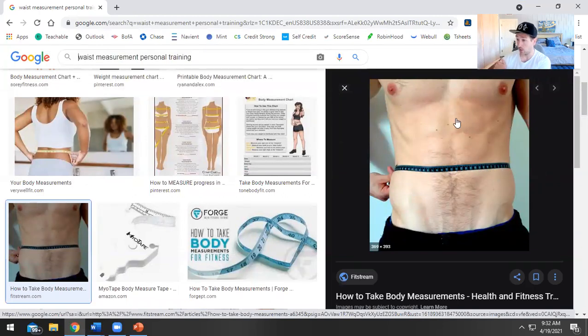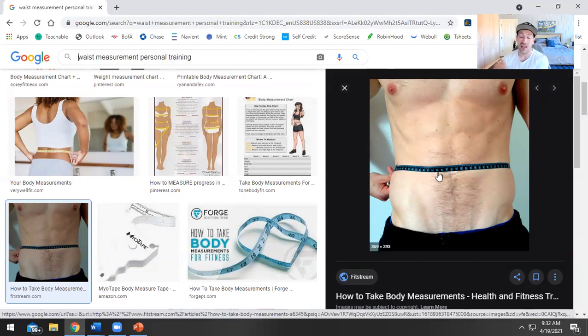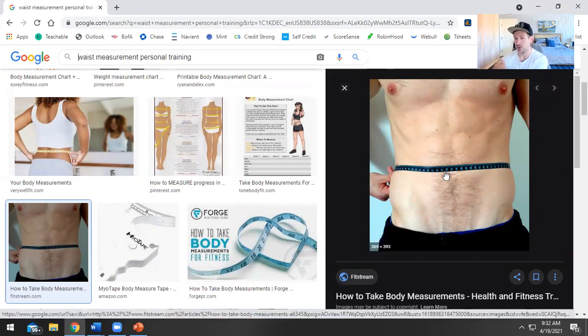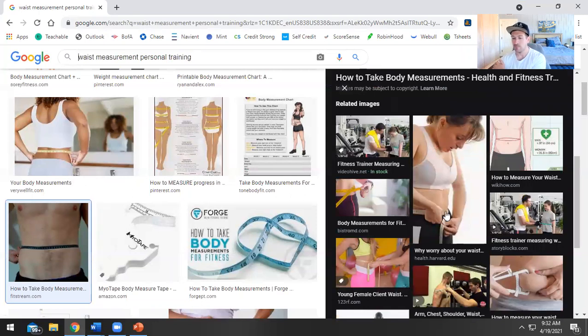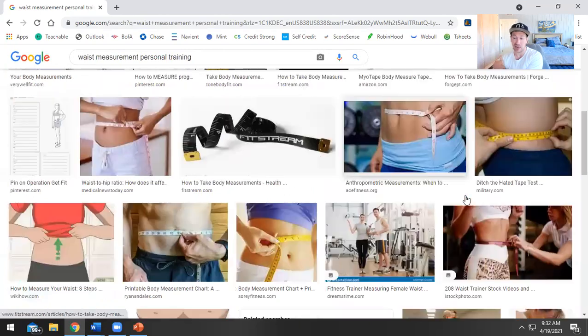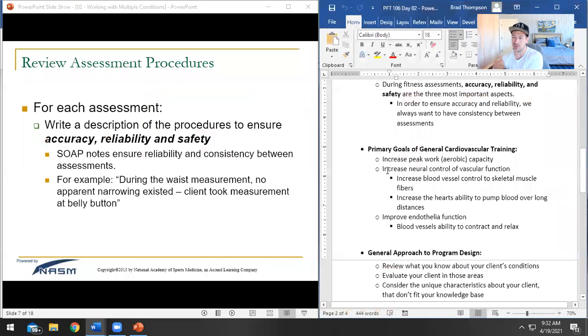Now, if there is no apparent narrowing, if your client is just a flat line, then you are going to do it at the belly button. You have to go right over the top of the navel, which is what they're doing in this picture here. So it's the narrowest part of the waist, or if that isn't there and you can't see it, you go to the belly button. We always do our waist measurement that way. And we're going to write that down. In this version, we took the measurement at the belly button, which means in a couple of weeks, if we repeat, we need to take it at the belly button.